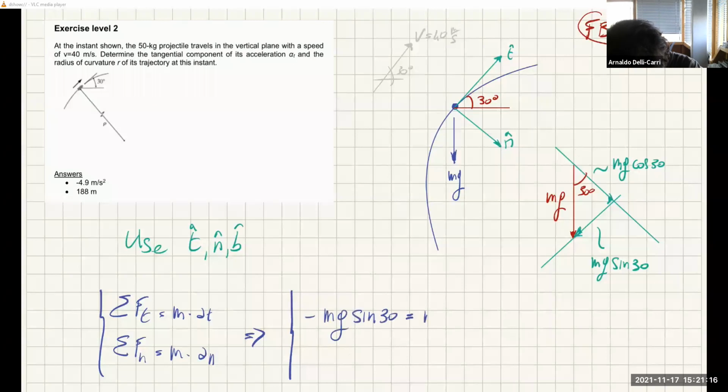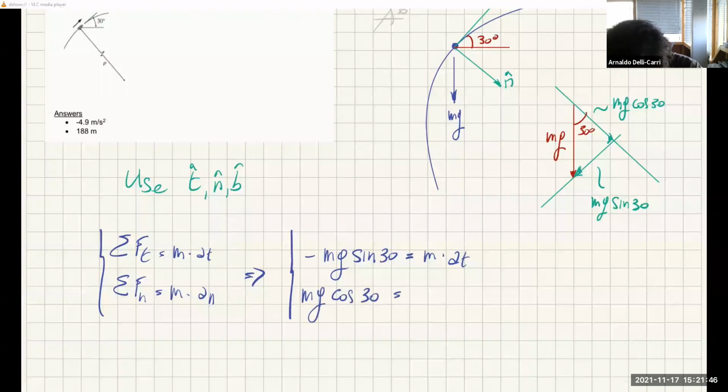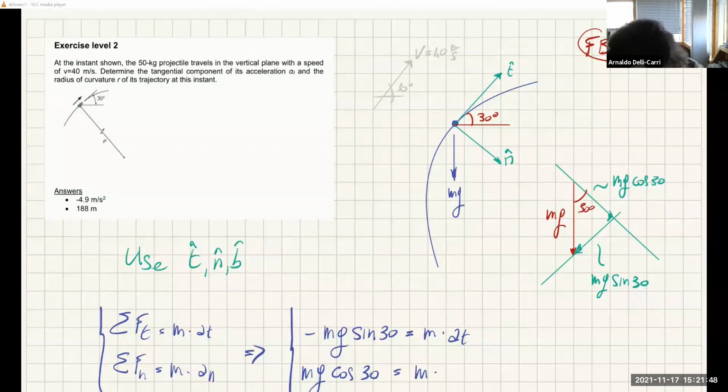Equals mass times, do we need alpha r? Well, the problem is requiring the tangential component of acceleration, so we just leave it as a_t because that's what we want. And the second equation is, of course, in the same direction as n, so it's mg cosine 30 equals mass times, what do we want here?